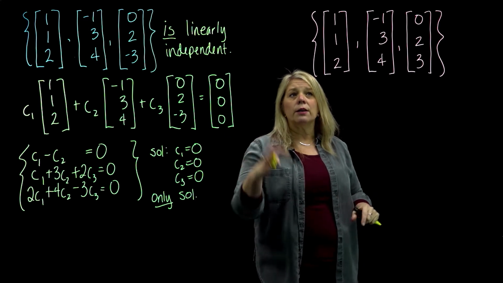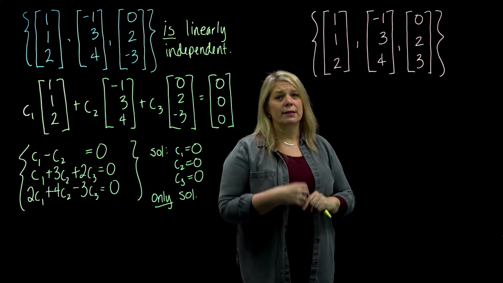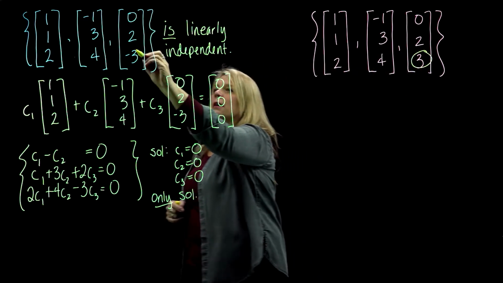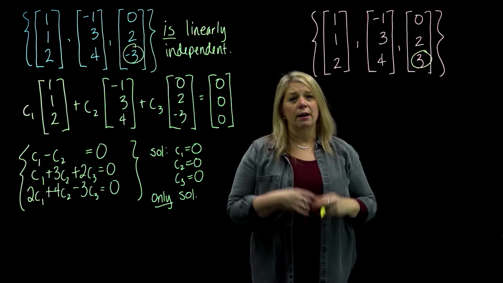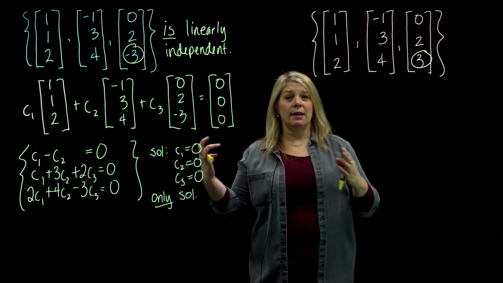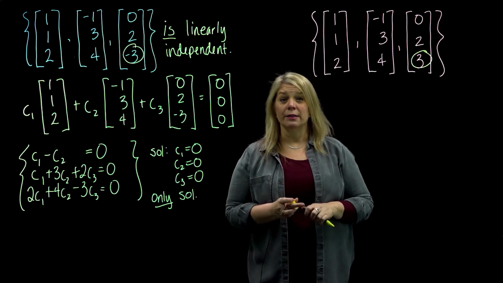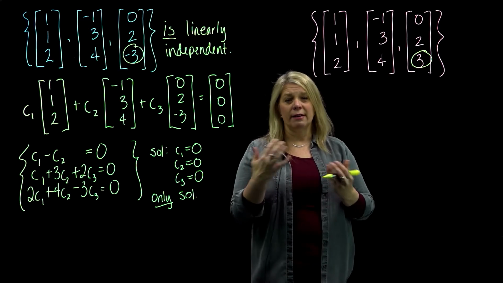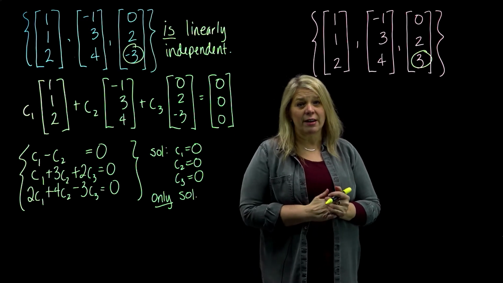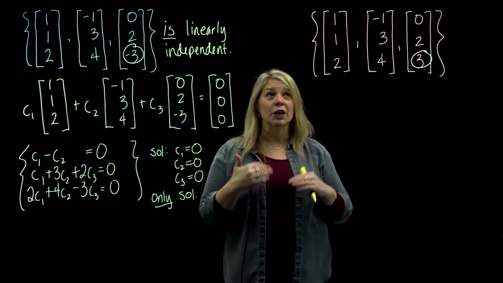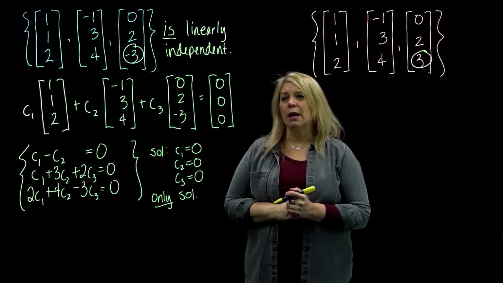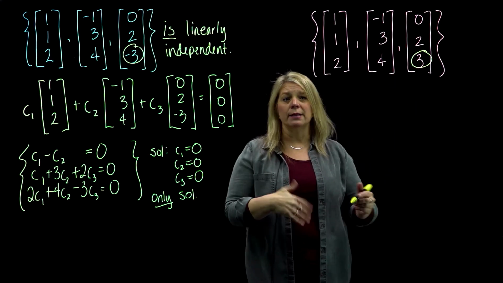All right, so notice this other set is almost exactly the same. I just changed that last entry in the third vector there. I told you at the beginning of this video that one of these sets is linearly independent and the other one is not, but you wouldn't necessarily know that just by looking at it. But if I'm going to use the definition of linear independence to determine whether this set is linearly independent or not, my steps are going to be basically the same.